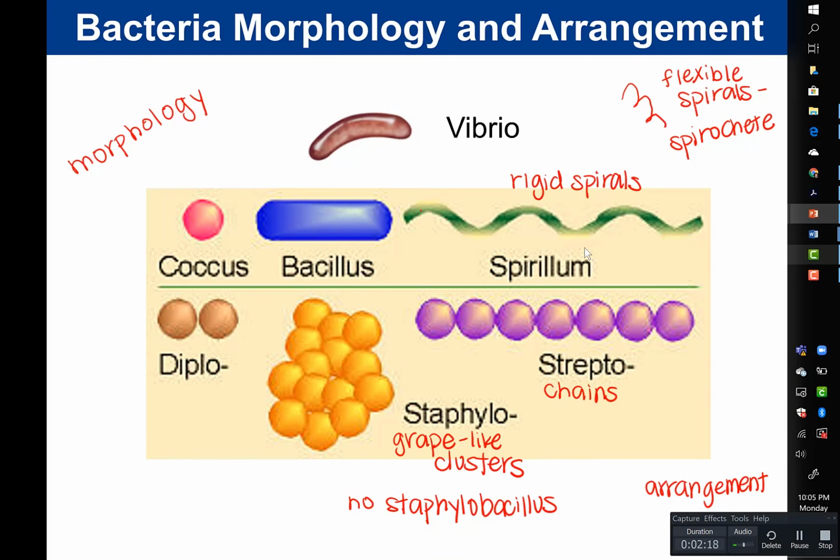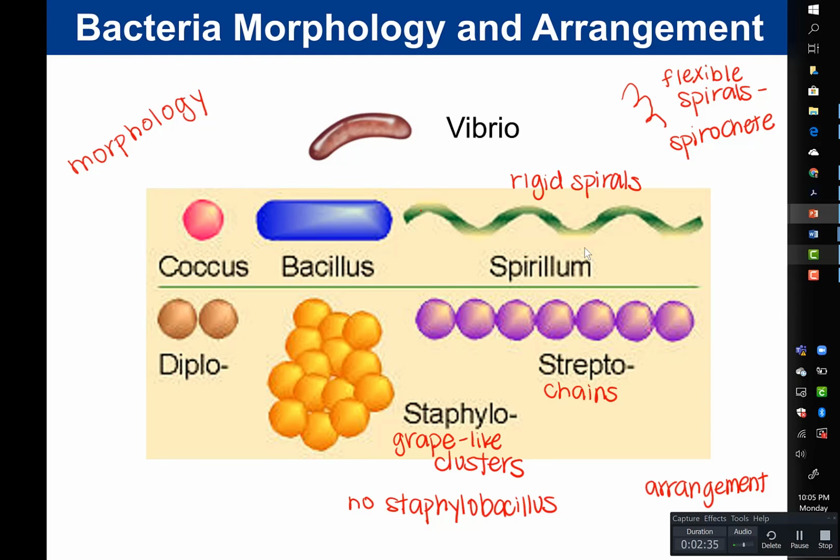You should also know the arrangements. So diplo, di means two. It's two of those cells together. Staphylo refers to grape-like clusters. And strepto refers to chains.